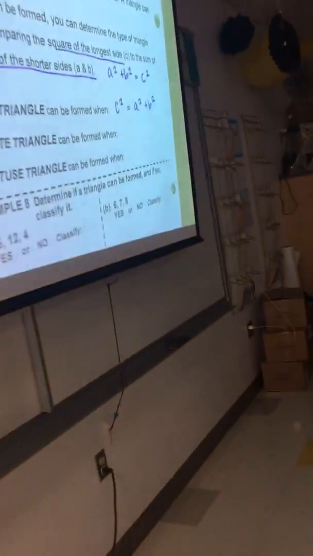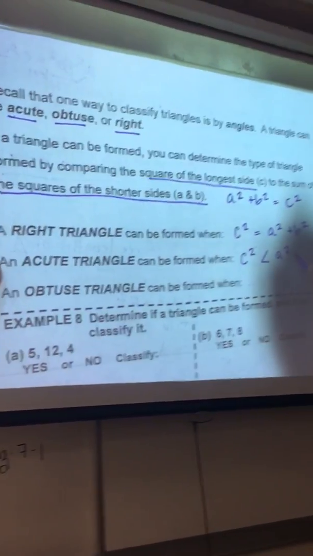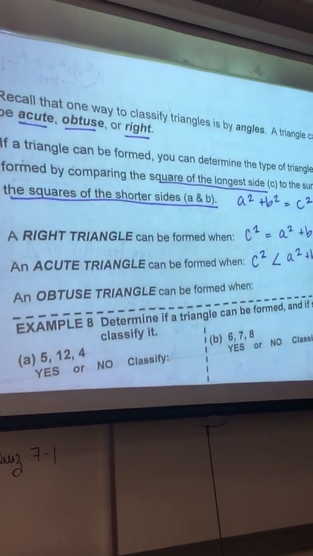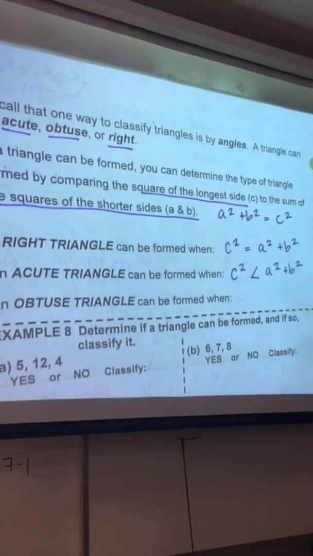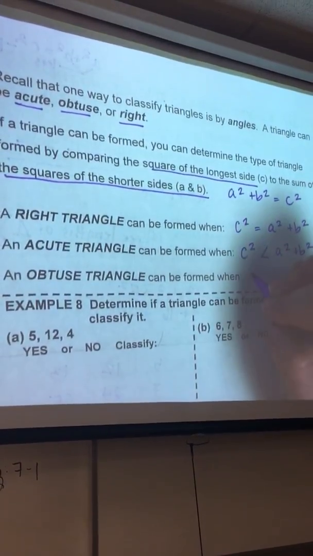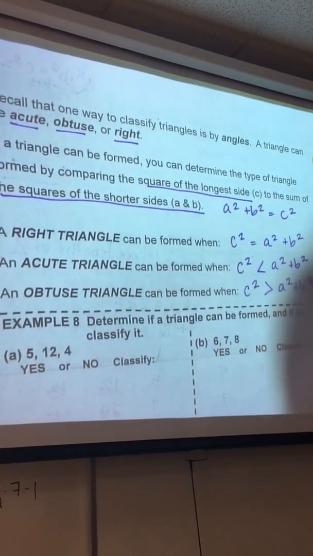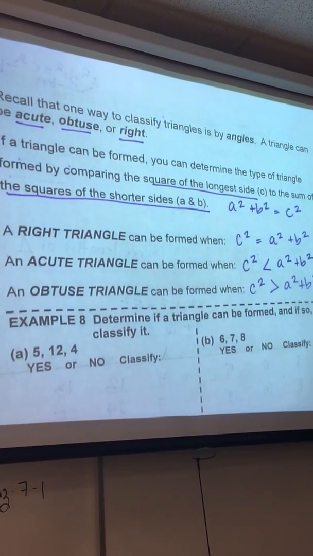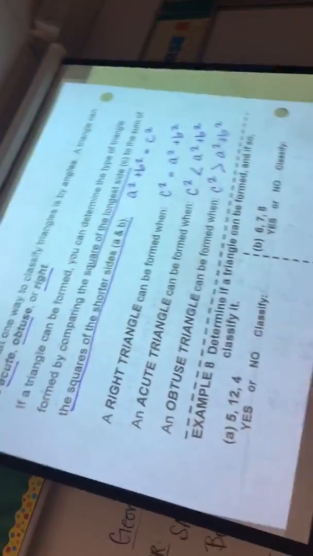If you're looking at an acute triangle, your c squared is going to be less than your a squared plus your b squared. Think of acute as smaller than a right triangle, so c squared is going to be less than your sum. For obtuse, your c squared is going to be greater than the sum. That way you can classify your type of triangle just based upon your Pythagorean theorem. You don't have to know the angles in order to classify.